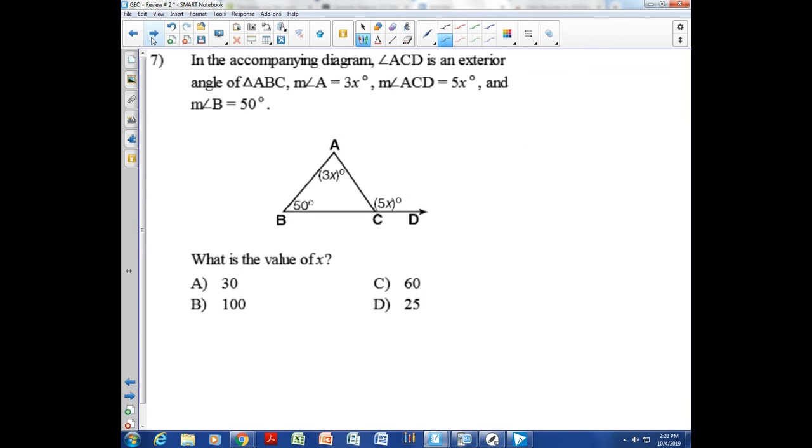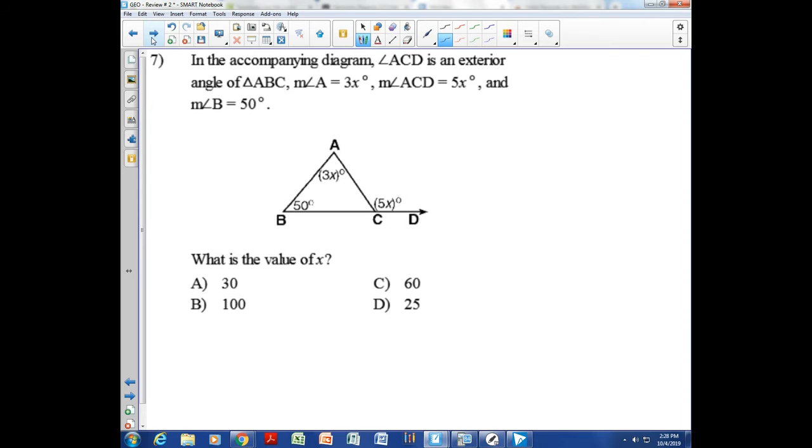In the diagram, angle ACD is an exterior angle of triangle ABC. The measure of angle A is 3x. The measure of angle ACD is equal to 5x. And the measure of angle B is 50 degrees.